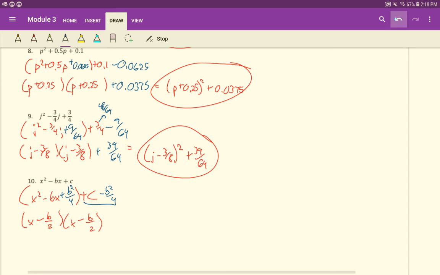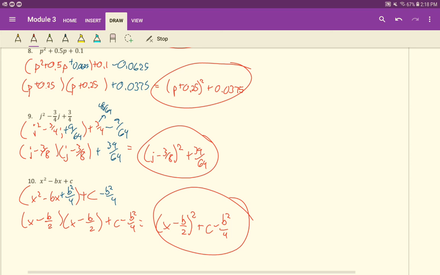Now with these, we can't really combine easily, so we're just going to have to rewrite plus c minus b squared over 4. And so the final answer will be x minus b over 2 squared plus c minus b squared over 4. And here you kind of have a formula for any completing the square that you ever want to do, if you have a minus b at least. Okay.